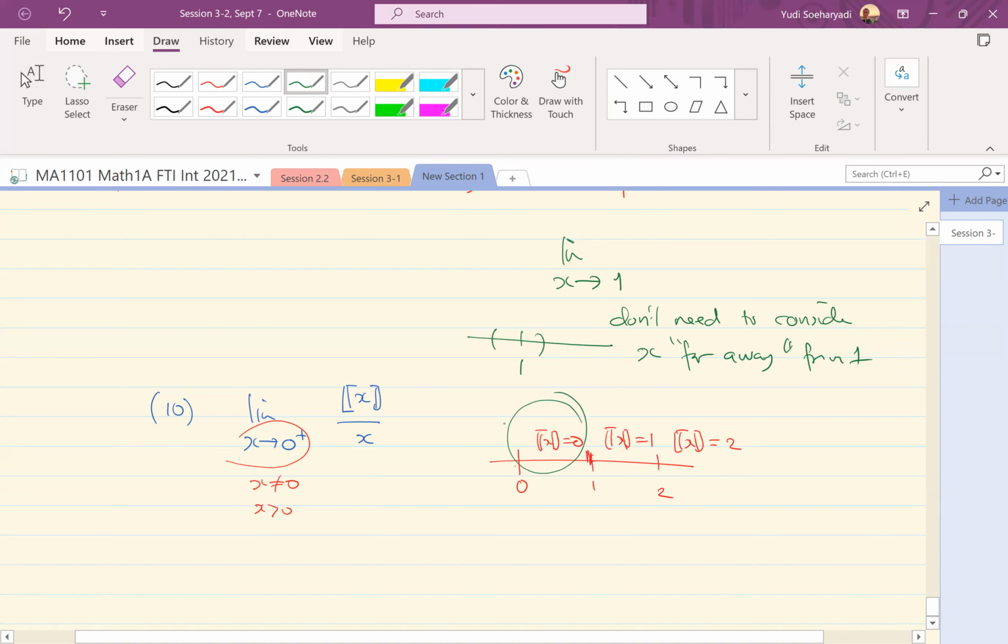All right, so what happened to this one? Well, this just becomes 0, it's just x. So then that equals 0. Why 0? Because this is 0.